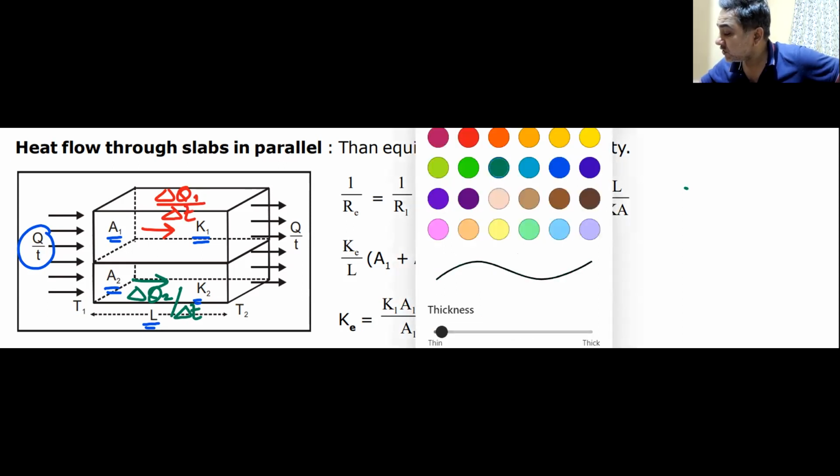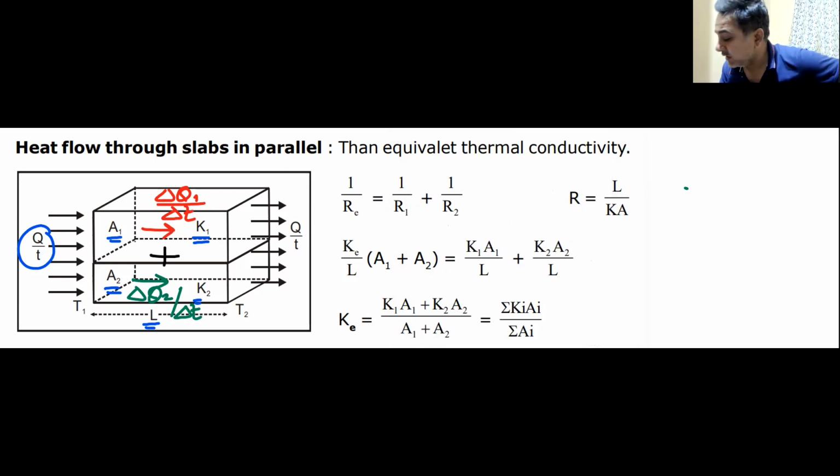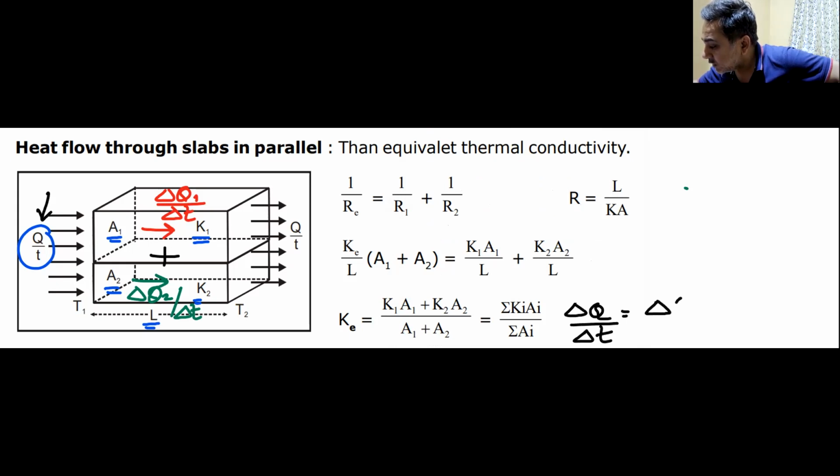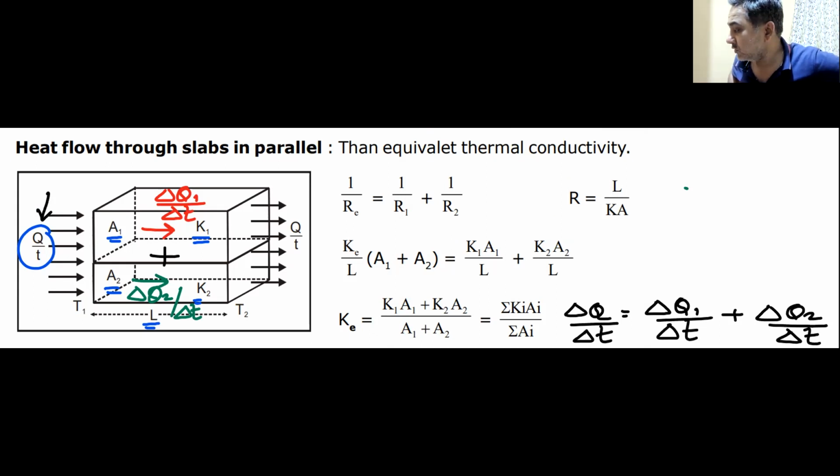If I add delta Q1 by delta T with delta Q2 by delta T, I will get the total delta Q by delta T. So remember this, I am writing it here: the total current, delta Q by delta T, equals delta Q1 by delta T, which is the heat current in the upper rod, plus delta Q2 by delta T. I need a raise of hands from all of you to show that we have understood this.